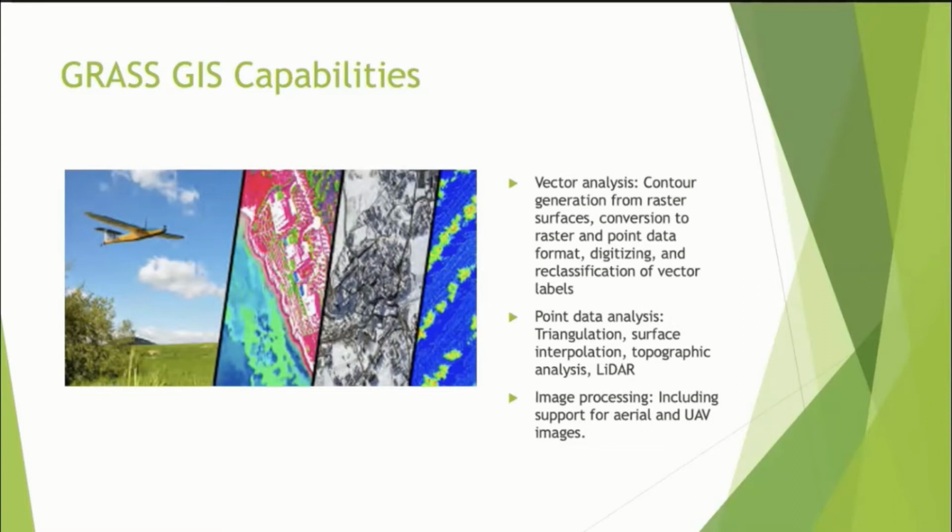Following those, we have image processing. This is kind of cool, because GRASS GIS includes support for aerial and UAV images.